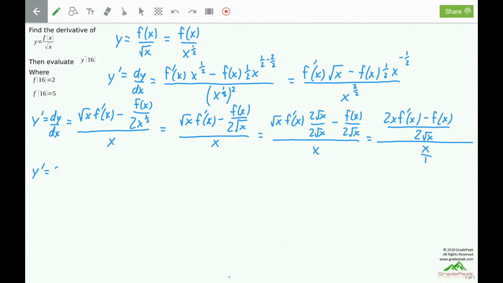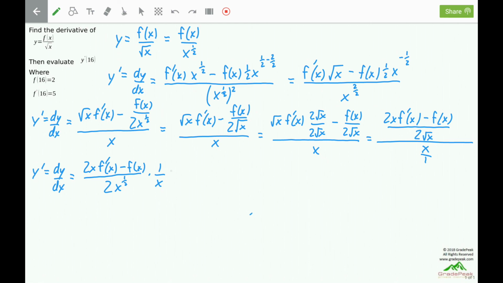So y prime, or dy dx, is now equal to 2x f prime of x minus f of x over 2 square root of x. I'm going to rename that x to the 1/2, and the reason I'm going to do that is when I reciprocate and multiply, I'm going to be able to combine those x's by adding their exponents. I have to multiply the denominator there, and I'm going to want to add those.